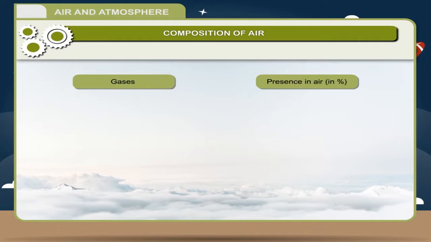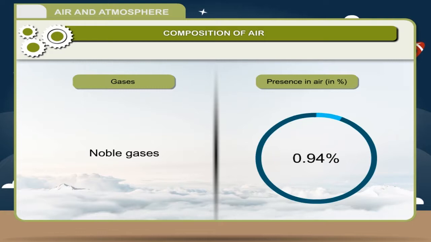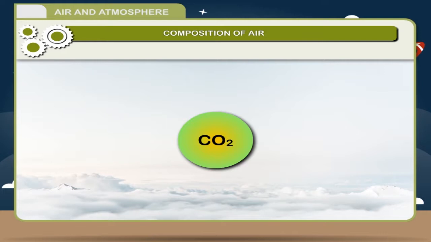Nitrogen 78.03%. Oxygen 20.9%. Carbon dioxide 0.03%. Noble gases 0.94%. Water vapor variable. Carbon dioxide was first prepared in 1775 by Joseph Black.